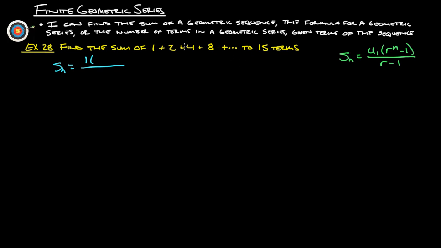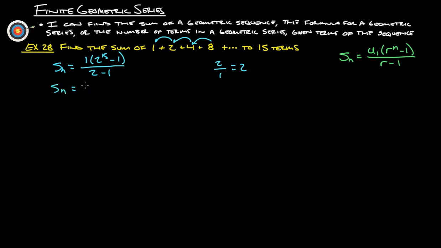So remember to figure out the rate: 2 divided by 1, 4 divided by 2, 8 divided by 4. All of those are going to be 2. So we're multiplying by 2 each time, right? 1 times 2 is 2, 2 times 2 is 4, 4 times 2 is 8, and so forth. So that means that our rate is 2, and then our n is our number of terms. In this case, it's 15, and then we subtract 1, all over our rate, which is 2 minus 1. And now we just simplify.